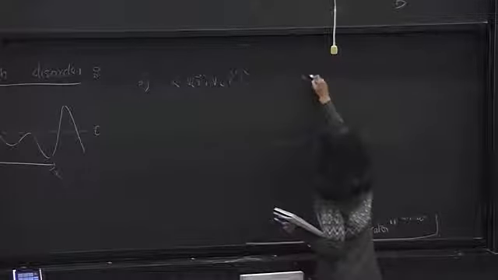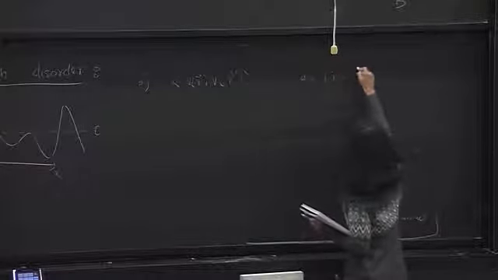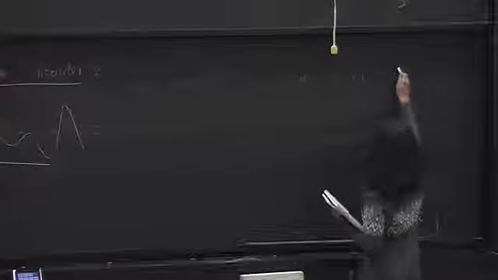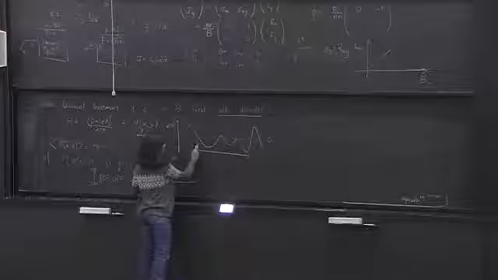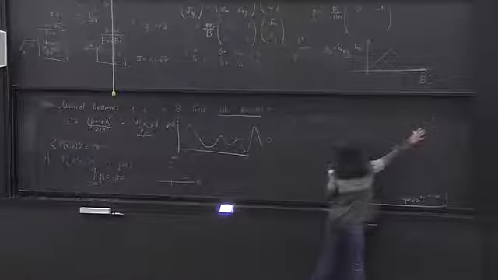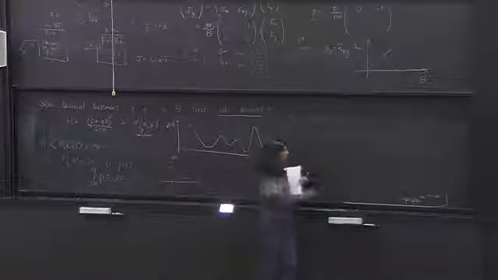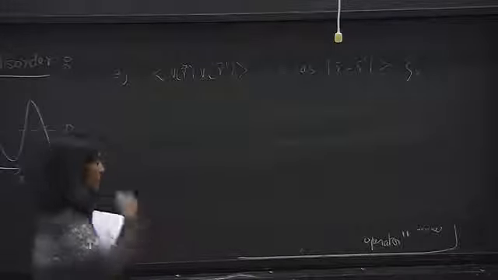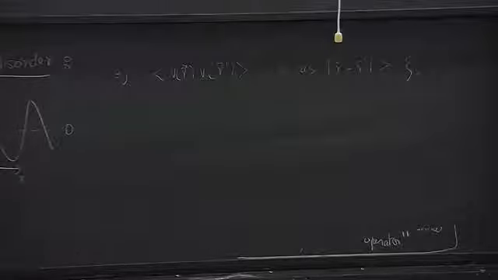the correlation is 0 for separations greater than xc, where xc is some kind of length scale, which tells you that after this length scale, the potential basically looks uncorrelated. It looks like independent samples from this distribution.